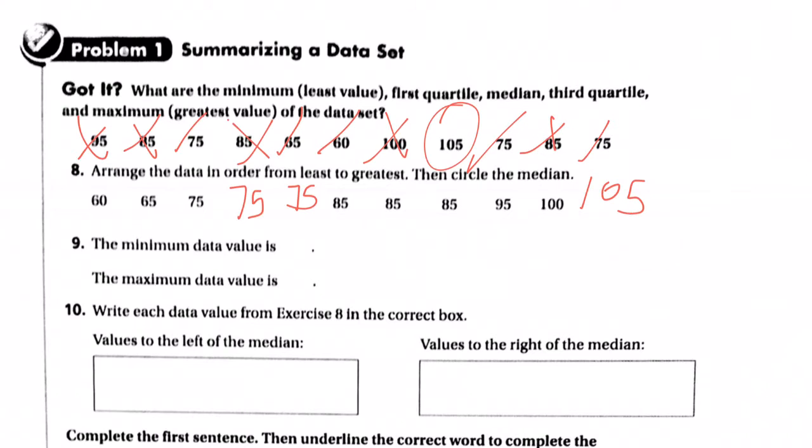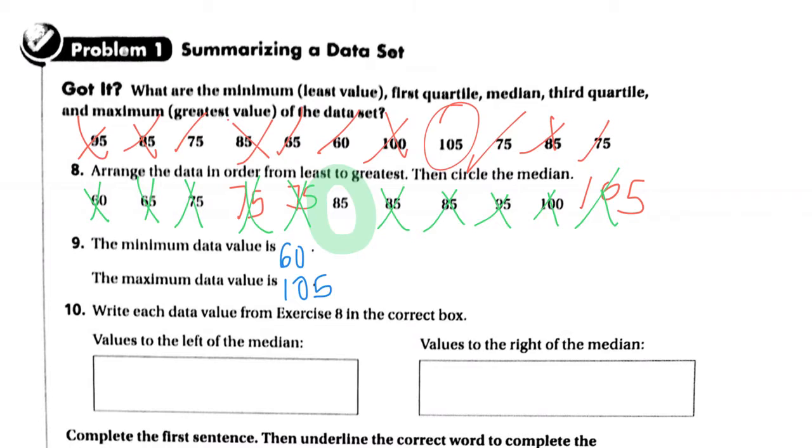Then it asks us to circle the median, so that's when we try to find that middle number. If I take one off from the left and one off from the right, working my way in, 85 is my median. To continue from that, in question number 9, the minimum data value, that's the smallest number, is going to be 60. And the maximum data value, that means the largest number, is 105.